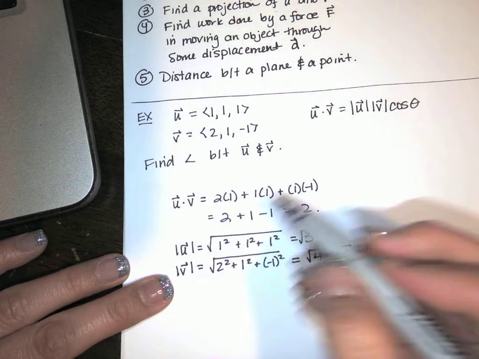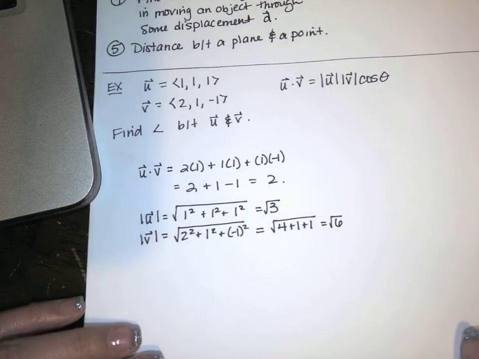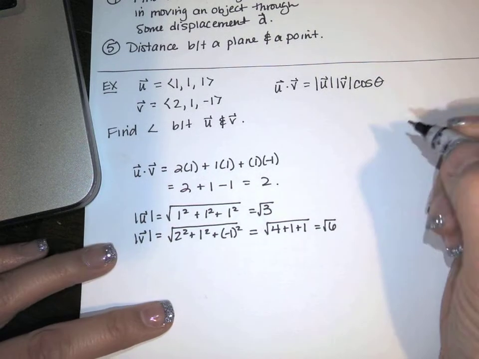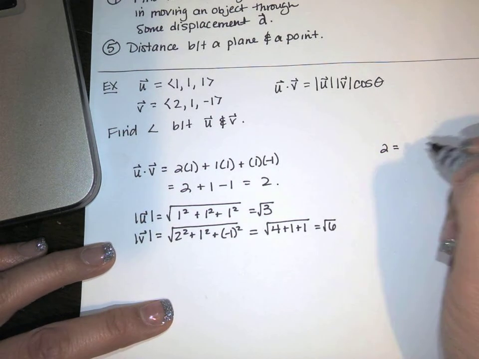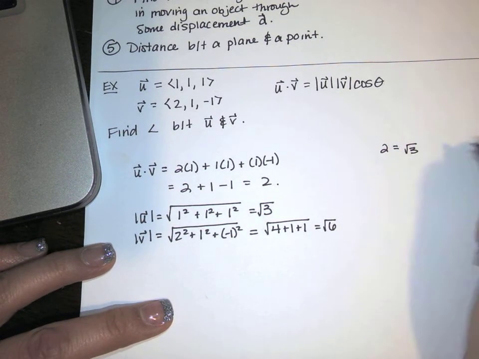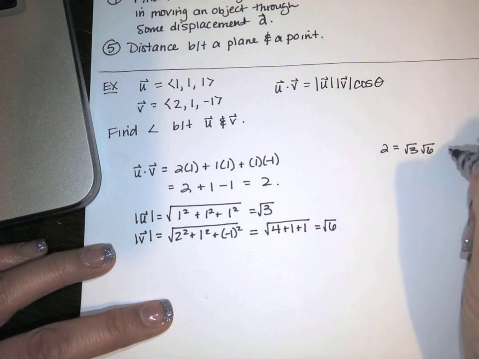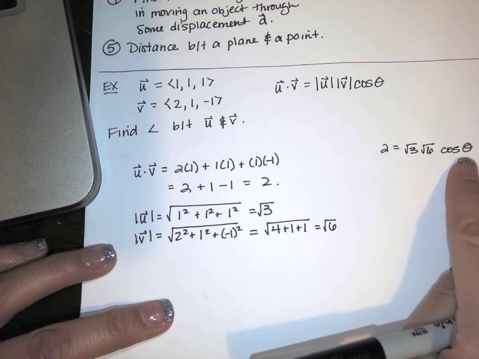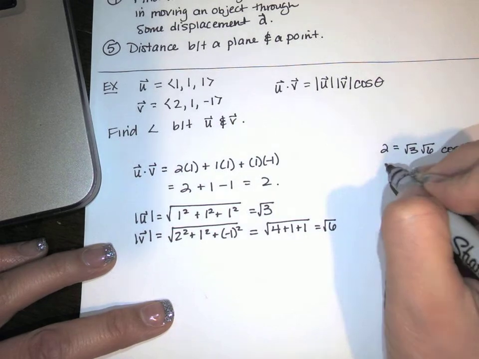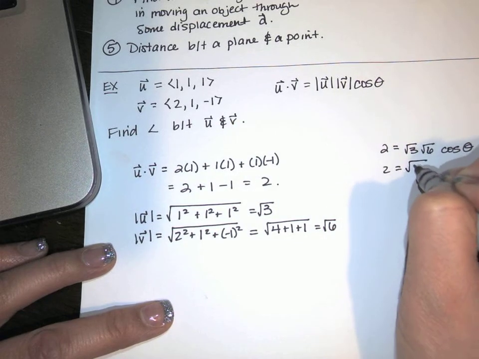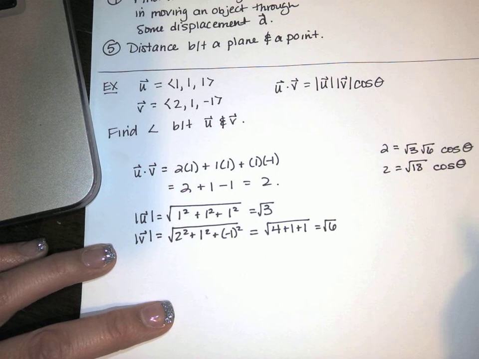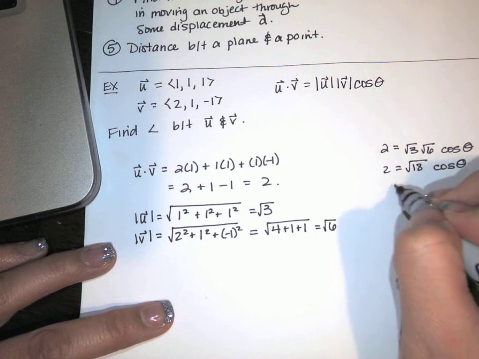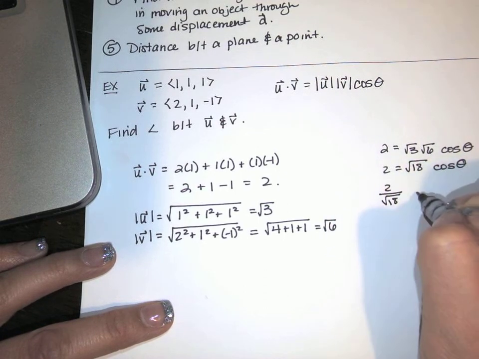Now I can substitute these in over here and then just solve for theta. u dot v is 2, and that's equal to the length of u times the length of v times the cosine of the angle between them. Now if I'm getting theta by itself, I can just multiply these two. You can simplify that if you want to, but you don't have to. Divide by the square root of 18.